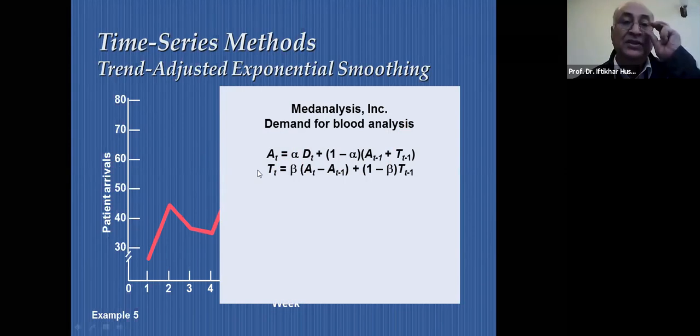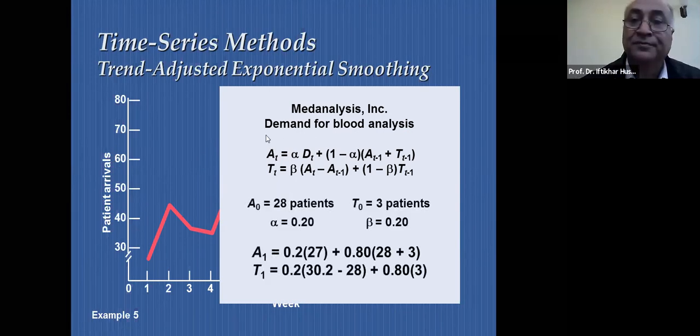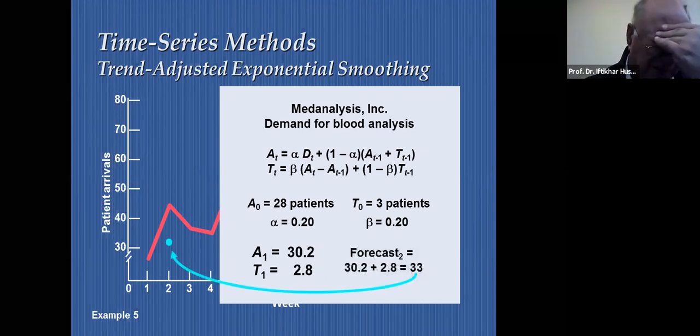This is the average demand. Sorry, 80, because in the trend adjustment we add trend with the average. Basically, add this trend.